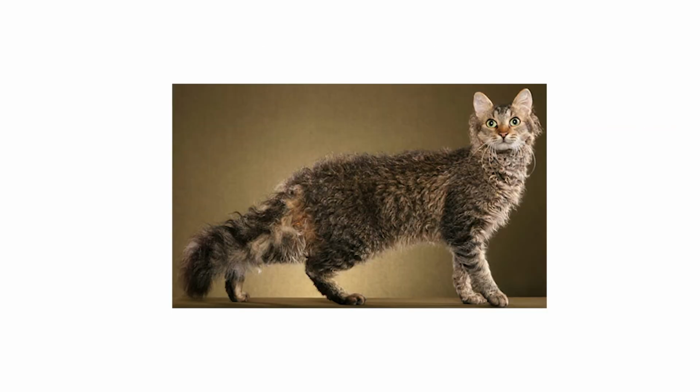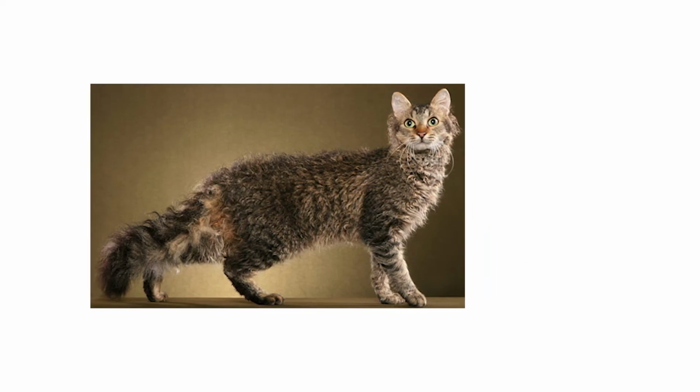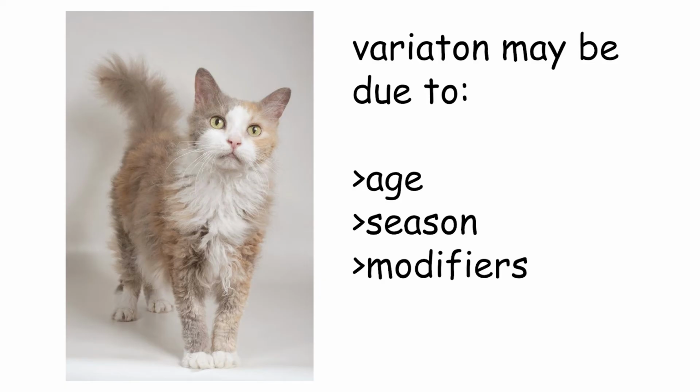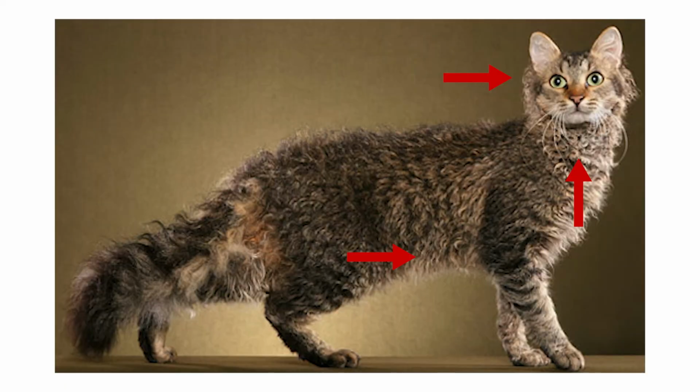LaPerm causes a type of curly coat that can reportedly range from tight ringlets to long corkscrews. Some of this variation may be due to the age of the cat, or the current season, or it may be the result of polygenes. Probably both. The tightest curls are found at the cat's underbelly, throat, and behind their ears.